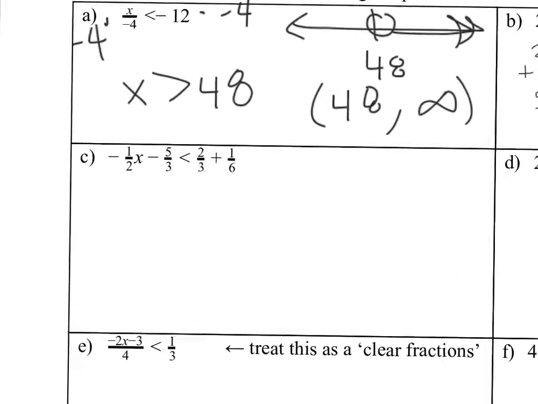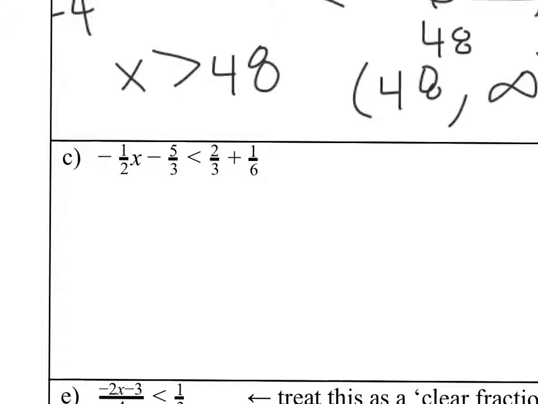Okay, letter C. Remember, if you have fractions like this, I would clear fractions. So you look at the denominators, and I'm going to multiply by the least common multiple of the denominators. So I'm going to multiply by 6. You could also multiply by 12 or 18. So I'm multiplying both sides by 6, the left-hand side and the right-hand side, to keep it balanced.